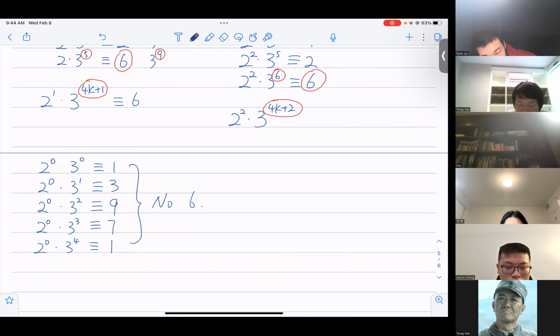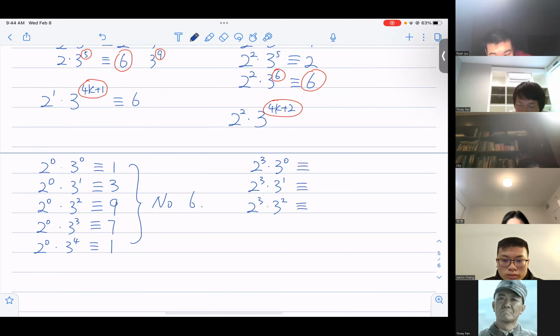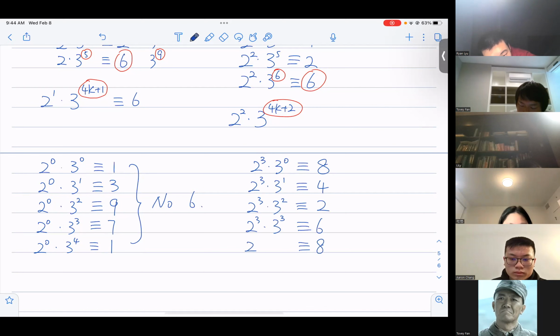Okay, and then we can do 2 cubed times 3. So 2 cubed gives us 8, right? 8 times 3 is 4. 4 times 3 is 2. 2 times 3 is 6. We have a 6 here. Okay, and 6 times 3 is going to be 8 again. So again, it cycles in 4. It always cycles in 4, you see?